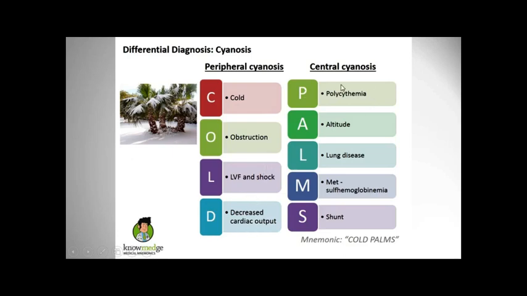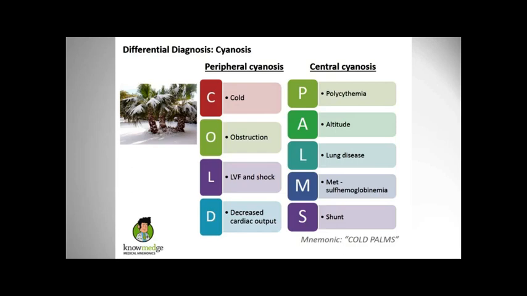Central cyanosis occurs in polycythemia, high altitude, lung diseases, methemoglobinemia and sulfhemoglobinemia. For example, people who take some sulfonamides. This is not very frequent, but sulfonamides can bind to hemoglobin and produce sulfhemoglobinemia. These are very rare findings.